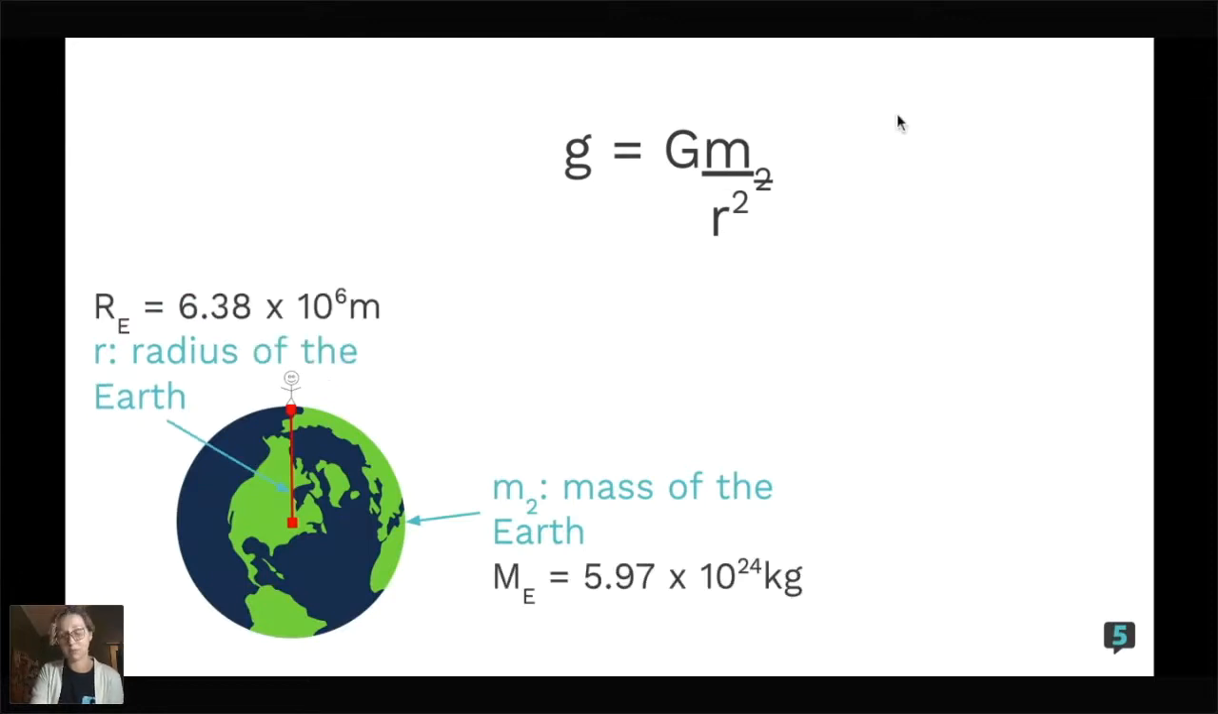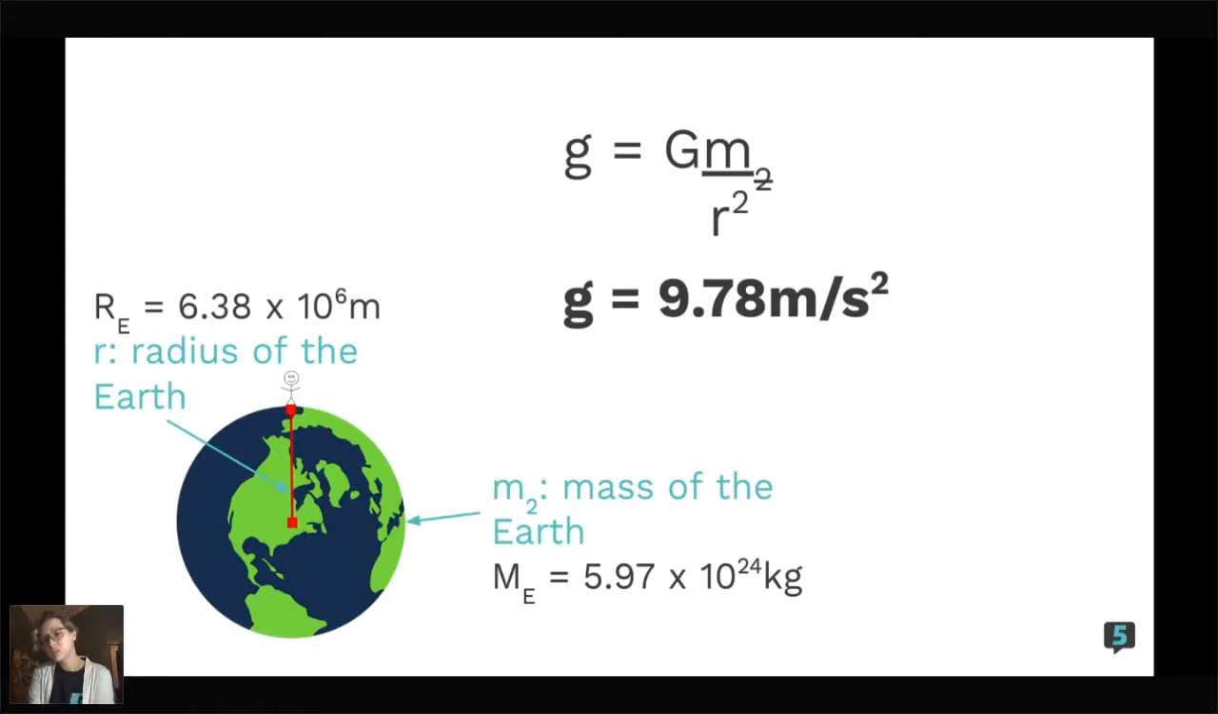And those are numbers we can pretty easily Google, right? Radius of the Earth is around 6.38 times 10 to the 6th meters. Mass of the Earth is around 5.97 times 10 to the 24th kilograms. And so if we plug those into the equation and we plug in the 6.67 times 10 to the minus 11 for the constant, we get a value of g equals 9.78 meters per second squared, which is pretty close.